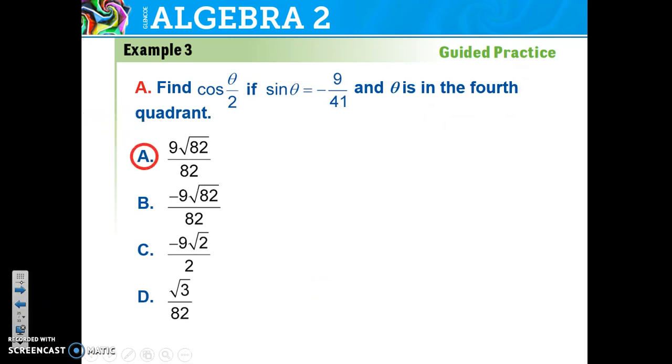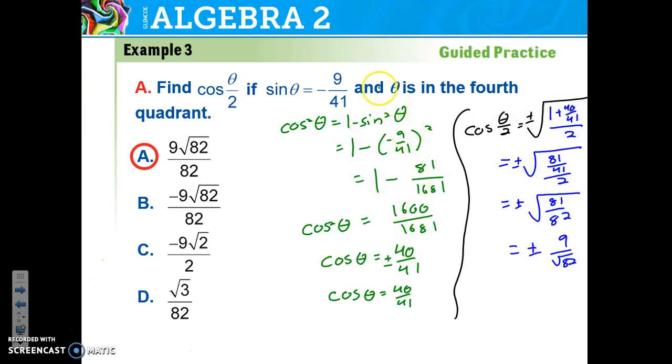All right, for this one you should have gotten A, 9 square root of 82 over 82. And here's the work for this one. Since the half angle formula or the half angle identity for cosine involves cosine, I use my Pythagorean identity to solve for cosine, so I did that here using my sine value. Then after I know cosine, I just plug into the half angle identity. I end up with plus or minus 9 over the square root of 82. And when I multiply the numerator and denominator by the square root of 82, I end up with answer A.